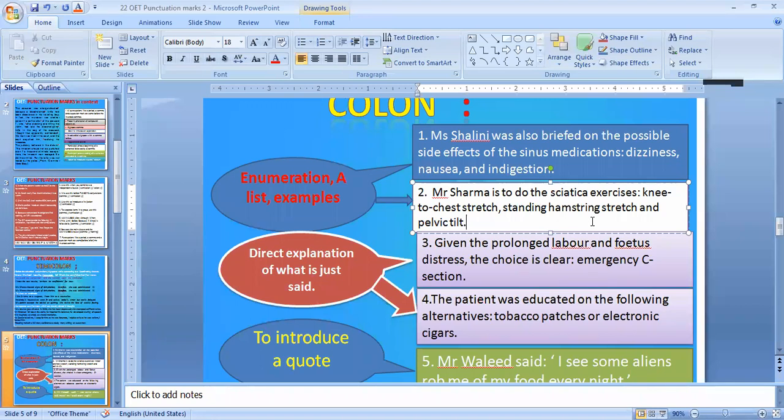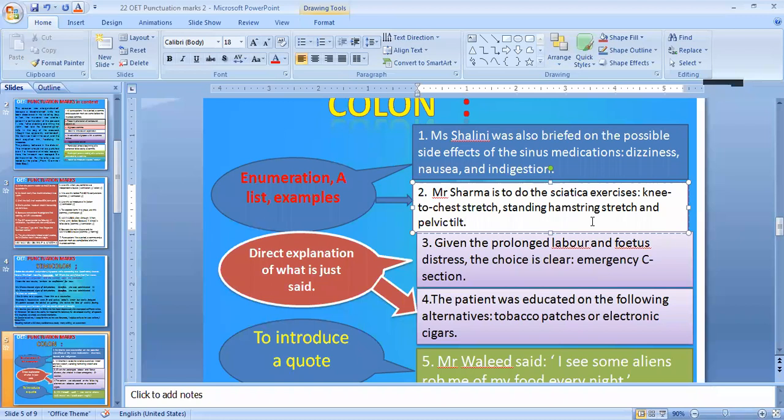Mr. Sharma is to do the sciatica exercises: knee to chest stretch, standing hamstring stretch, and pelvic tilt. Yes, these are the exercises recommended by the physiotherapist. Sciatica exercises. Mr. Sharma is to do the sciatica exercises. Number 1, knee to chest stretch, standing hamstring stretch, and pelvic tilt.